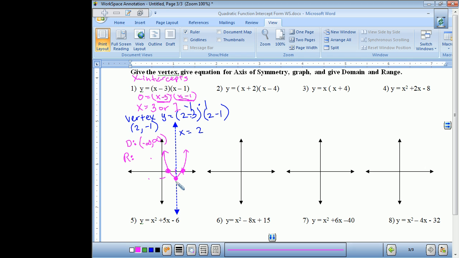So when we're looking at this graph, we go from the bottom to the top. What is the lowest y value here? -1. So this goes from -1 to the top. Well, the top goes on forever, doesn't it? So how do we describe that? Infinity. And there's our range.